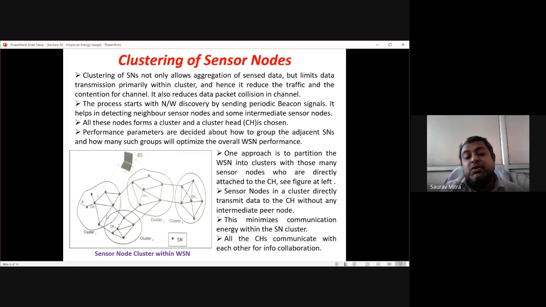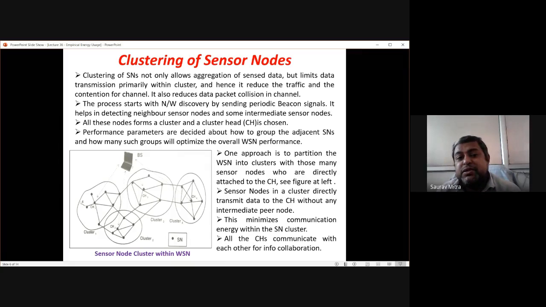Generally cluster heads are toward the center of the overall network. Generally it is kept like that, but no hard and fast rule. So clustering of sensors not only allows aggregation of sensed data, but it limits the data transmission primarily within clusters, and hence it reduces the traffic and the contention for the channel. The clustering also reduces data packet collision in the channel. So these first 2-3 paragraphs are very important. They are actually talking about the basics of clustering.